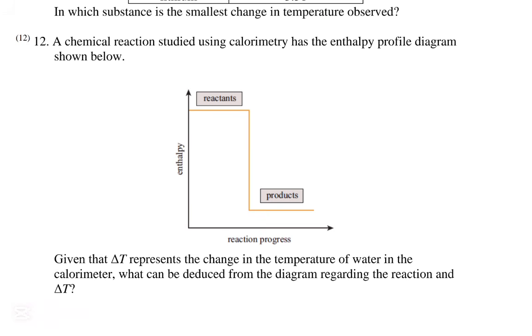So given that ΔT represents the change in temperature of water in the calorimeter, what can be deduced from the diagram? First thing we can deduce, okay, is that because the reaction is exothermic, it will release heat, right? When it releases heat, it will increase the temperature of water. So ΔH, which is different than ΔT, is negative. However, ΔT, which is the temperature change of water, is going to be positive, because ΔT is the change of temperature in the surroundings. ΔH is the change in the reaction. So if it's exothermic, the water is going to gain the energy and increase in temperature. Another thing we can deduce... Oh, well, that's pretty much it. I just explained everything. That's it for question 12.